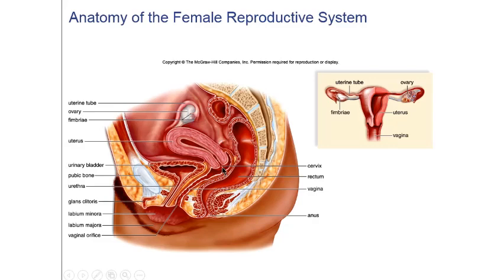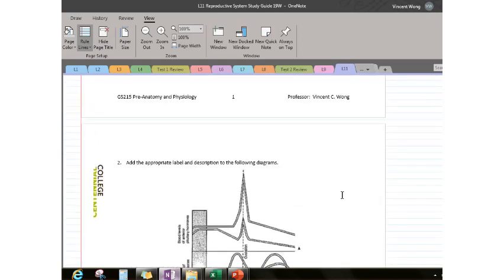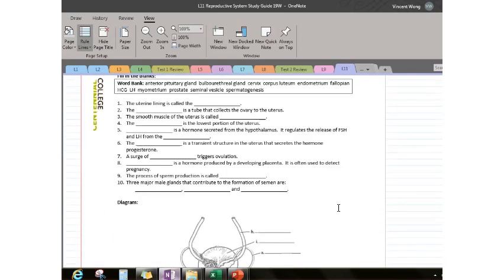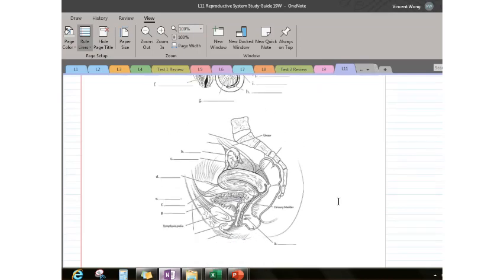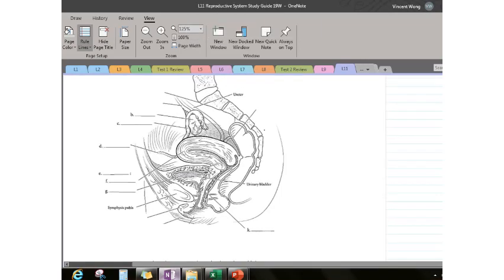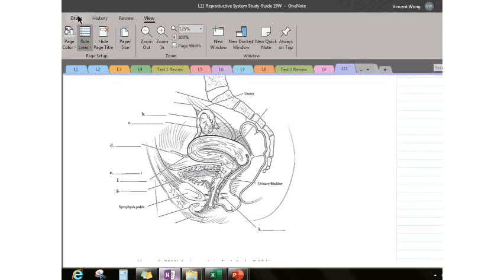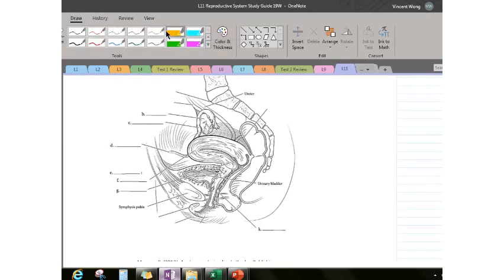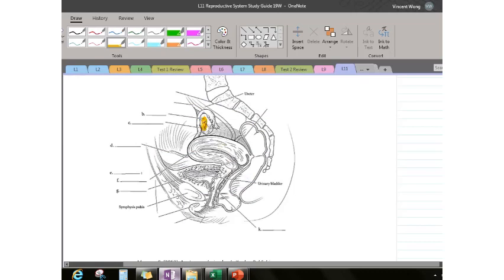So I'm going to switch to the course pack, and we're going to label this together just like we would in class. So this is page 77. Over here, let us label the female reproductive system. Over here, we will start with this structure. So that is the ovary.